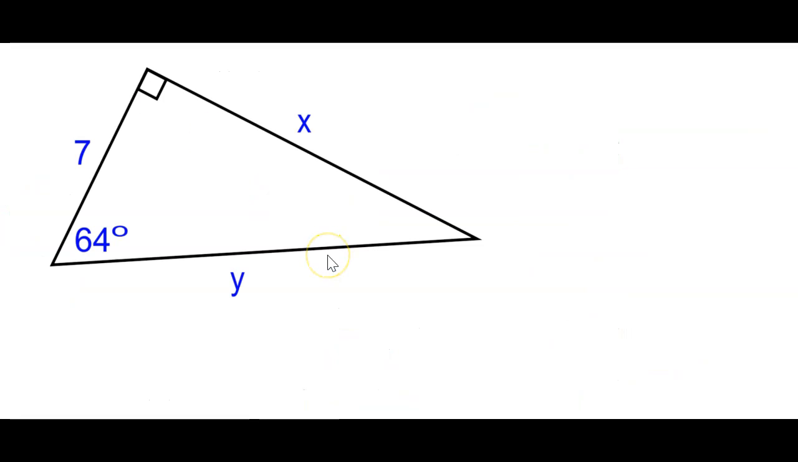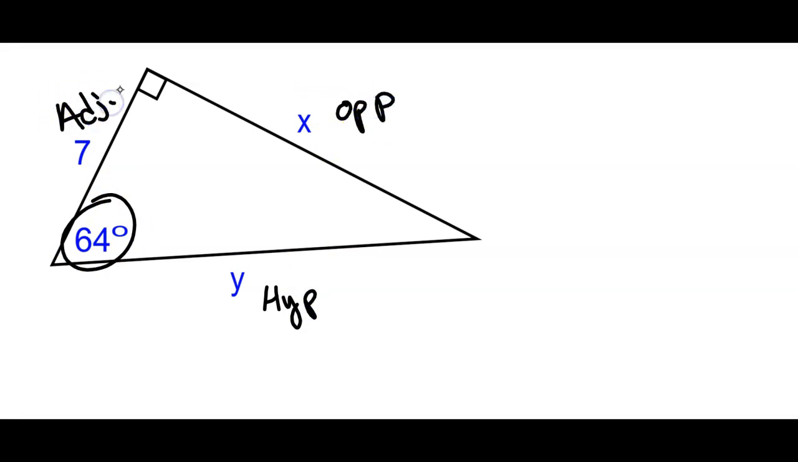So let's take a look at this one. You can pause the video, solve for x and y here. I'm just going to choose to solve for x first. Let's label our sides. This is the hypotenuse. Here's my angle. This is the opposite side. And then this is the adjacent side. So to solve for x, I need opposite and adjacent.